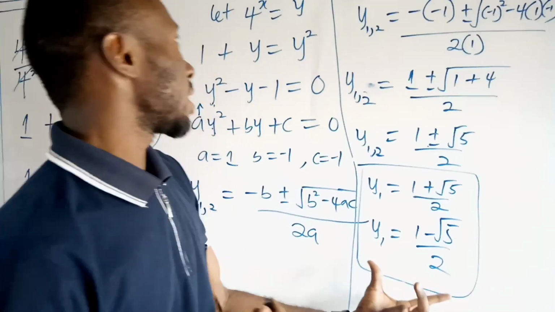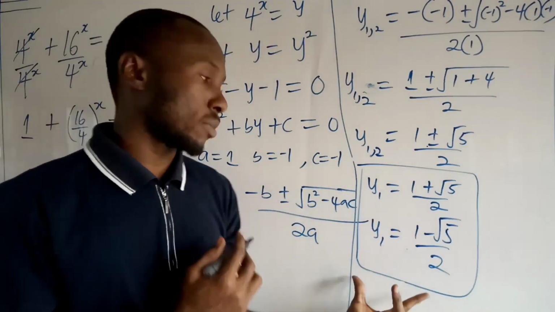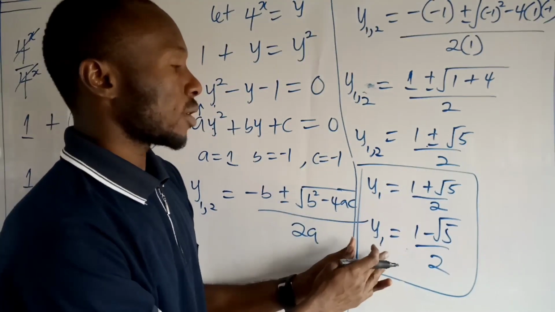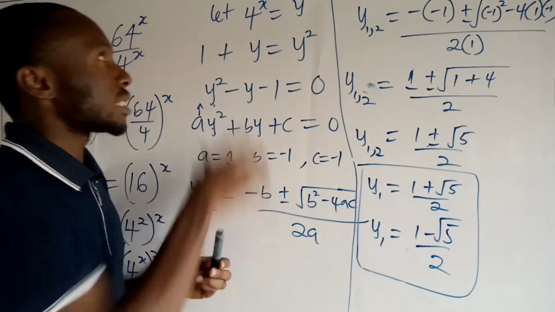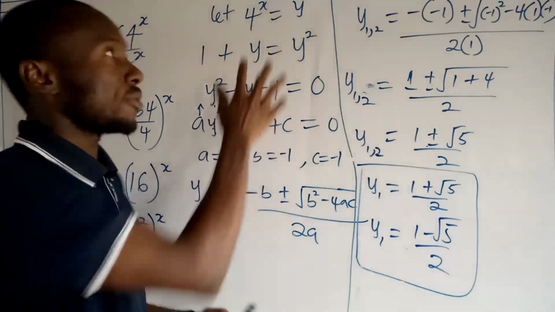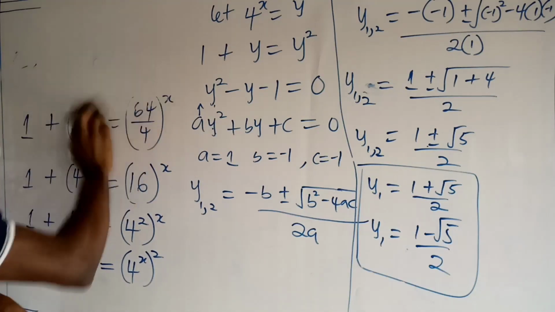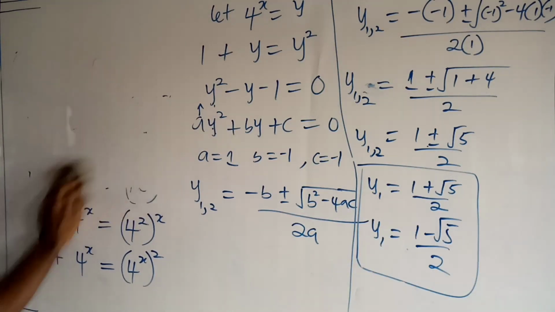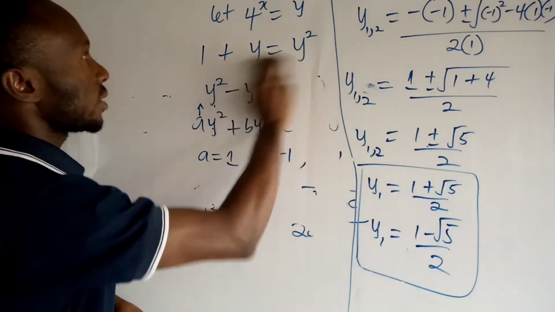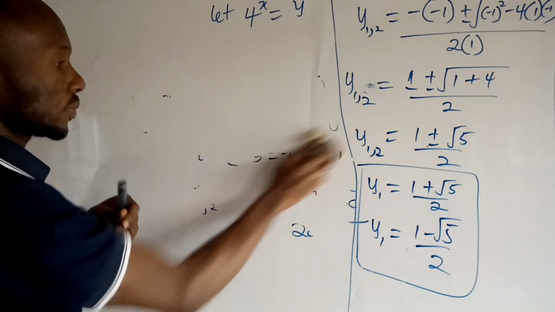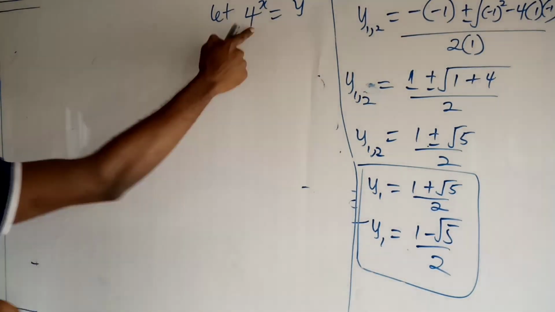But remember, we made a statement earlier that we let 4 to the power x be equal to y. So we are going to recall this statement and solve this problem to get the real values of x. So let's take off these from here, and also take off these from here. But I'll leave this one right now. Alright.